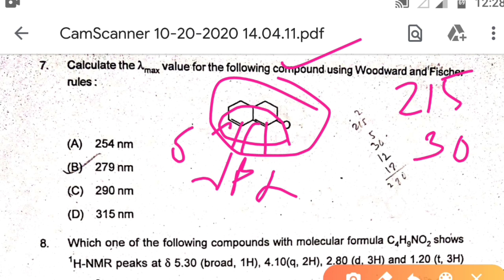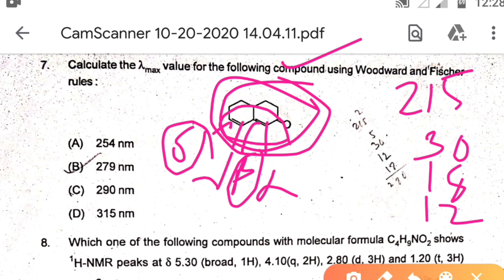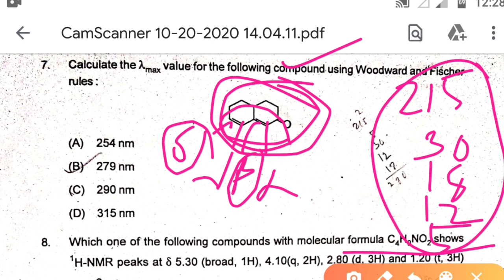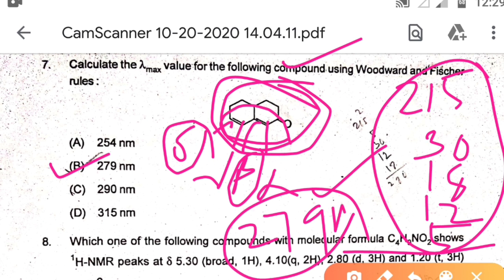Okay, so here this is your beta residue. The value of beta residue is 18, and the value of your delta residue is 12, and here this is exocyclic. So for exocyclic the value will be 5. So in total, if you add all these values, you'll get 279. This will be your answer, that is option number B, 279 nanometer is the correct answer for this particular question.